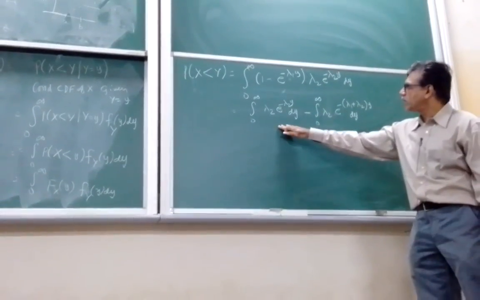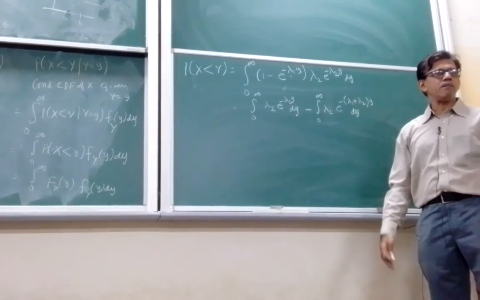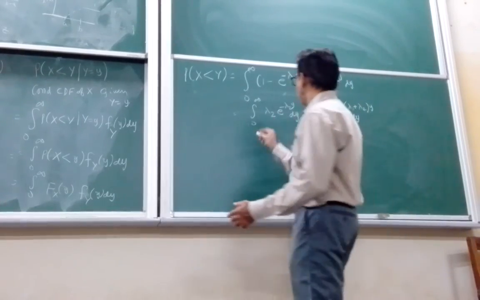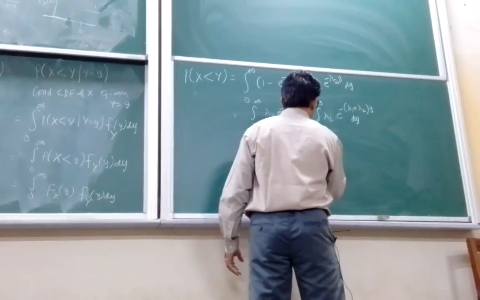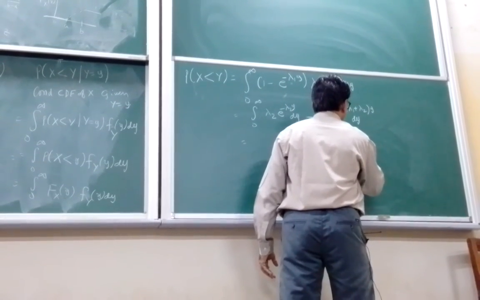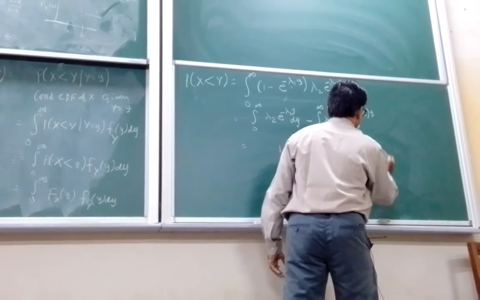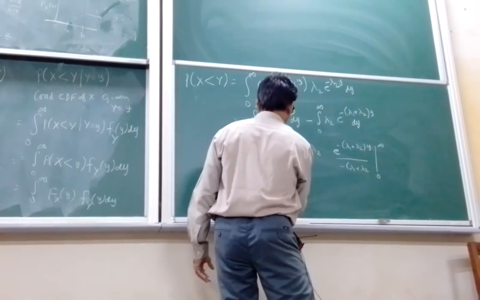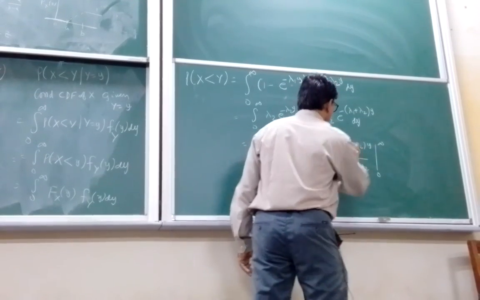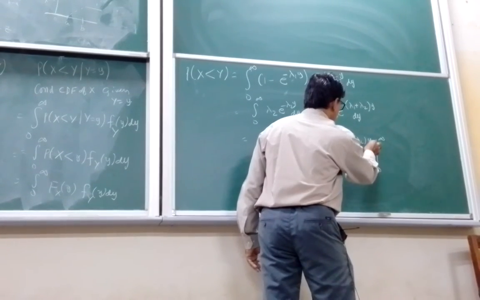What is this quantity? Integrate it and tell me, otherwise just tell me 1, because you are integrating over the entire range. You can see that it is 1. This one, if I put infinity, it becomes 0. If I put 0, it becomes 1.